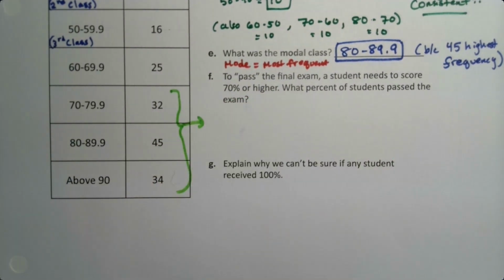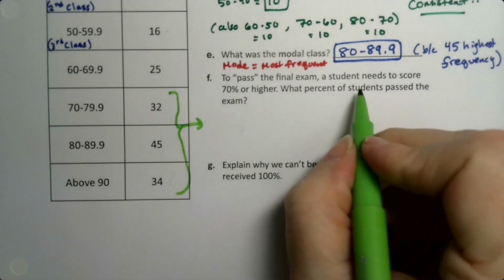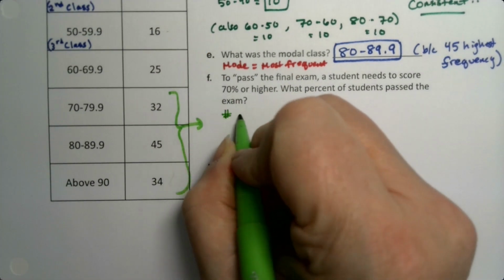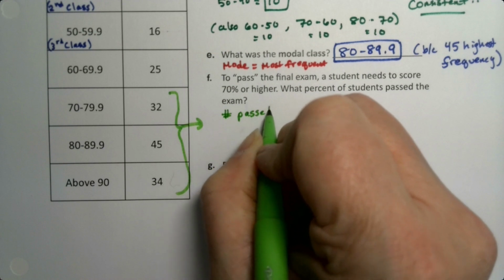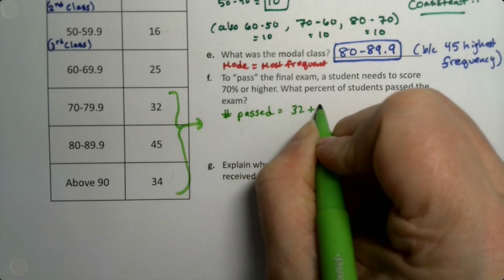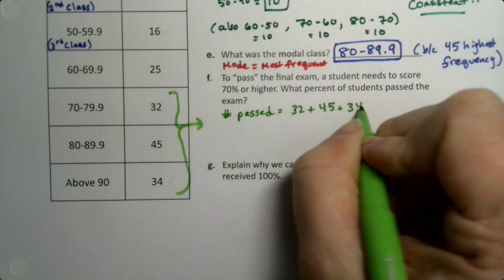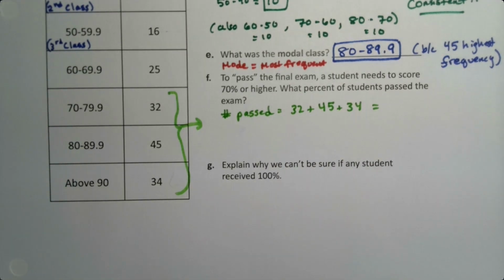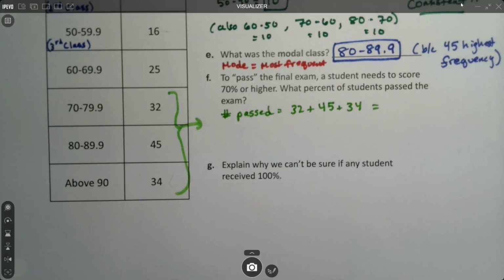all of them passed. So the number that passed, which is not the same thing as what they're asking, but the number that passed would be 32 plus 45 plus 34. Let me grab Desmos. That's what it's here for.